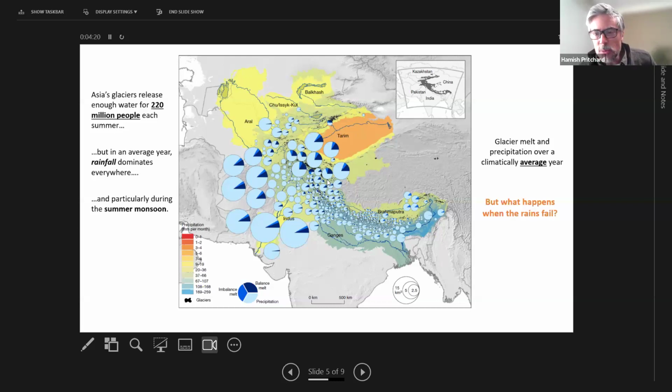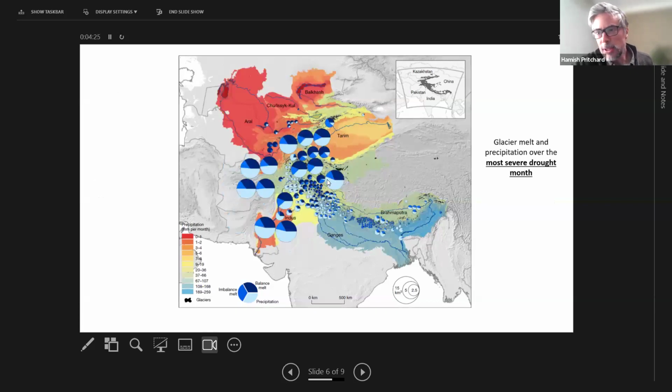But of course, the question then is what happens when those rains fail? We can look at that by looking at the driest year on the record. So this is the same picture, but in the time of drought. This is the driest year within a 60-odd year record of measurements, and this is in the peak month for glacier contributions in each summer. And so the picture has markedly changed. The precipitation has reduced and the melt has more or less stayed the same in quantity. So the relative importance of that melt is much higher.